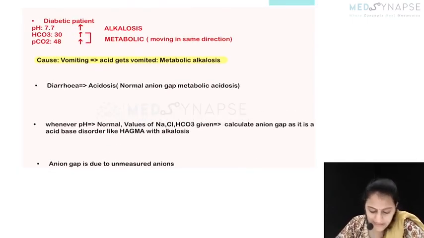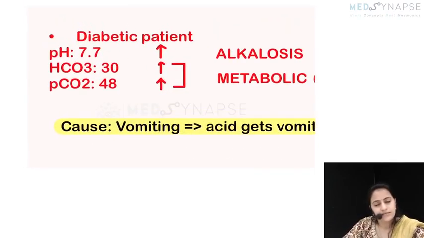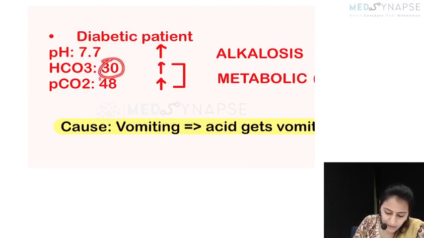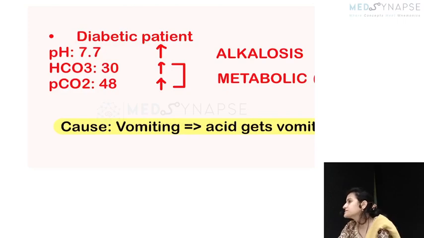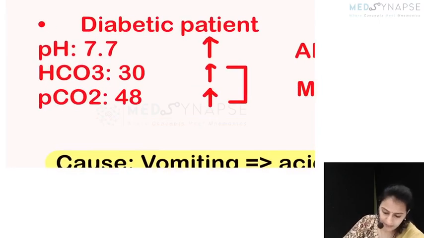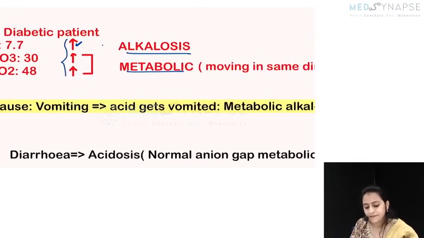Now the question asked in the exam was, right, this was asked in NEET PG 21 that I was mentioning, that there is a diabetic patient. Remember that diabetic patient, please do not jump to the answer directly. Diabetic ketoacidosis. Okay? The question was a diabetic patient, a pH of 7.7, bicarbonate 30, PCO2 48. What would be responsible for this? First, identify the acid-base disorder. What is it? pH increased is alkalosis. What alkalosis is this? Metabolic or respiratory? Metabolic. All three increased. So this is metabolic alkalosis, right?